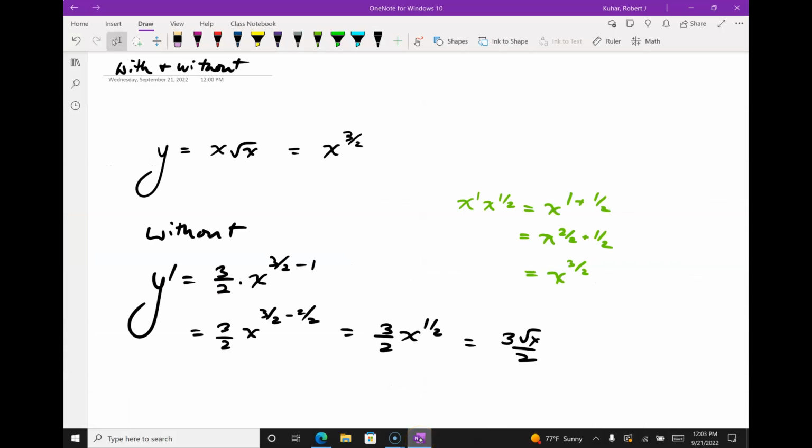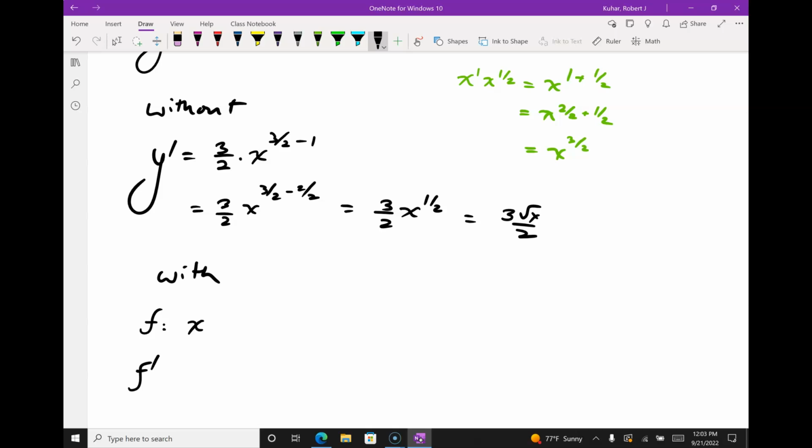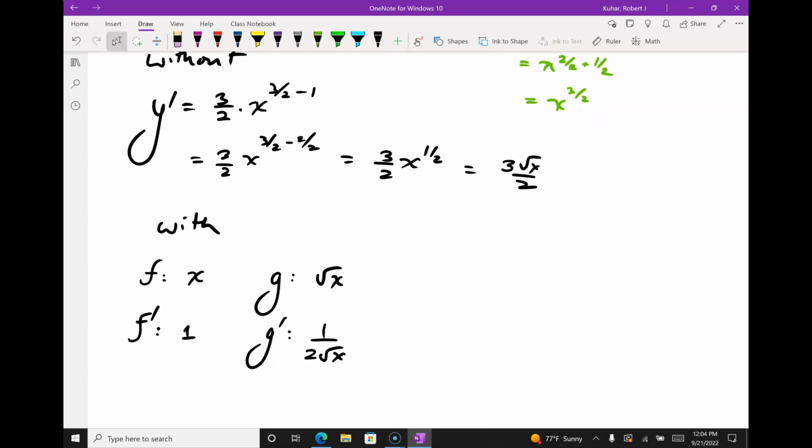Good. Let's do it with the product rule. So we did it without the product rule just by doing a power rule, but let's do the same problem with the product rule. So what's my first function in the product is x. What's the derivative of x? Good. The second function in my product is square root of x. What's the derivative of square root of x? Hopefully we have this memorized. 1 over 2 square roots of x. You with me?